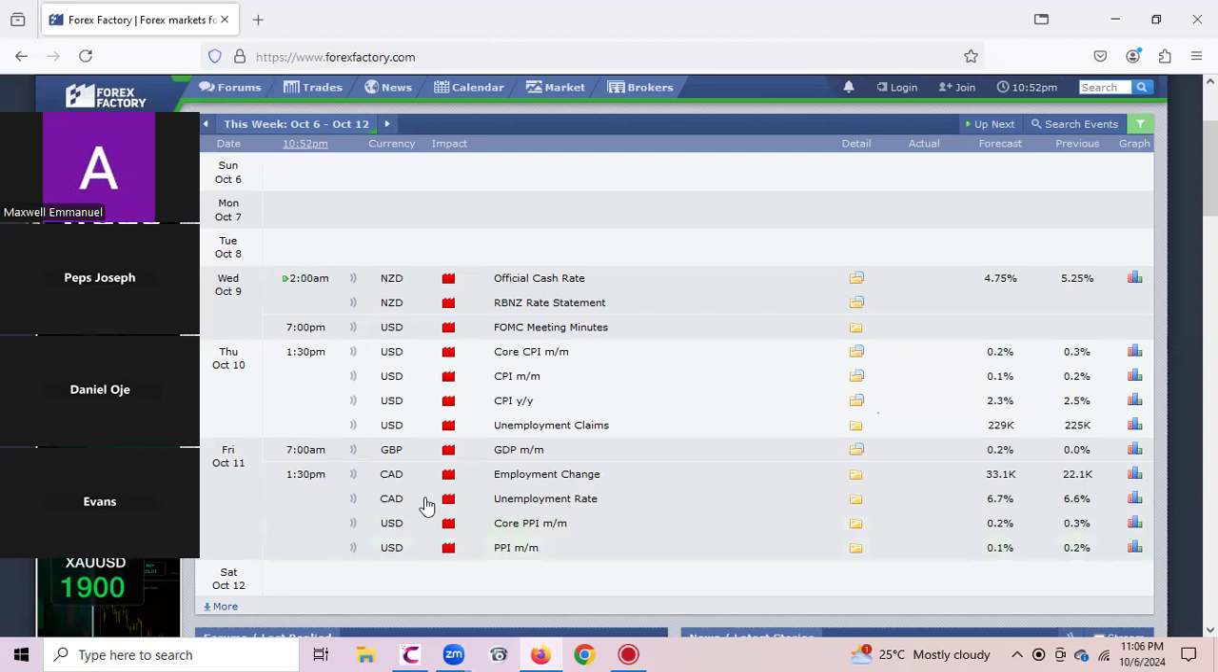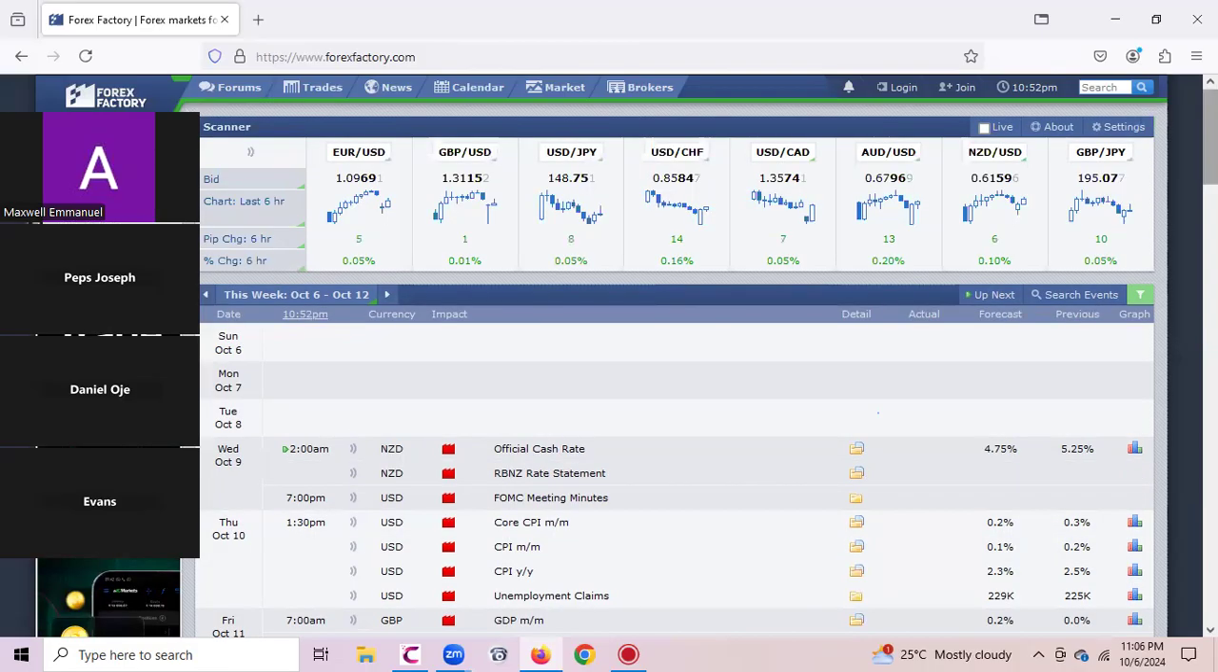And also at 1:30 p.m., Canada news will be released, employment change and unemployment rate. So that's what we have for next week. Okay, you should take this into consideration as you trade this week. It is very important.